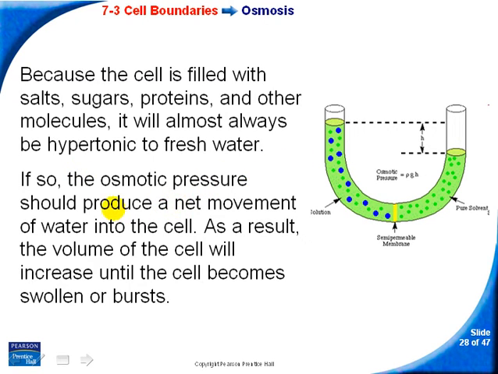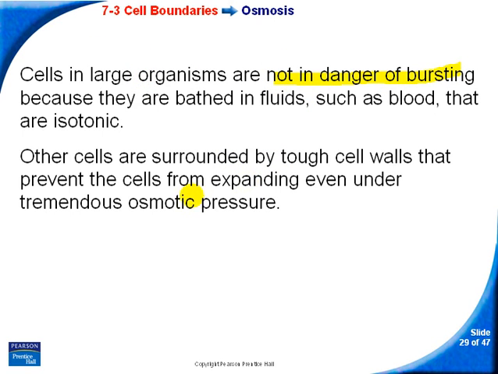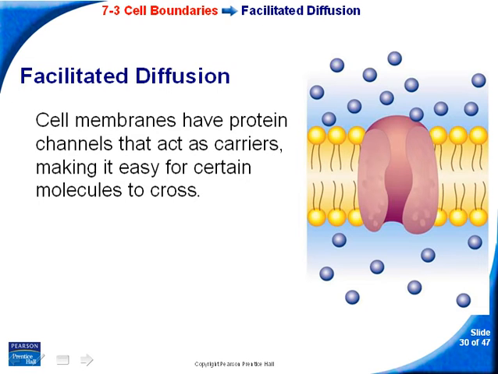It's going to produce a movement of water into the cell, and as a result, the cell will increase until the cell becomes full. In reverse, it's going to produce a net movement of water onto this side of the tube. This is just talking about how cells are not in danger of bursting for the most part, and cell walls also prevent cells from expanding under tremendous osmotic pressure. We talked about support.